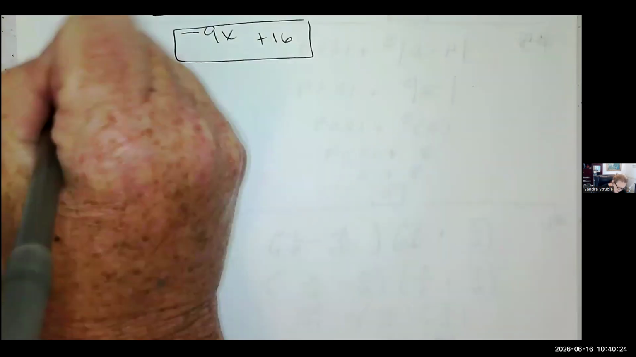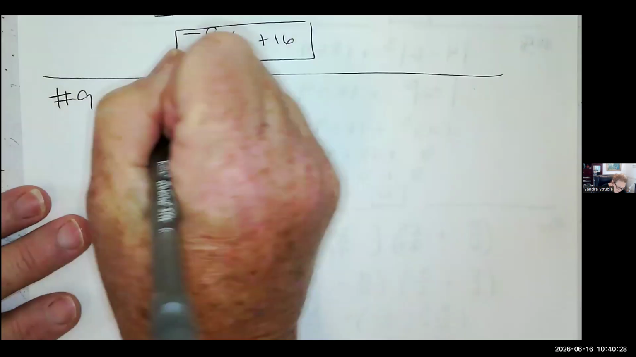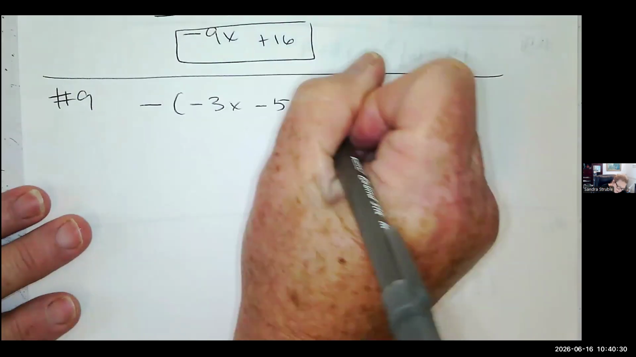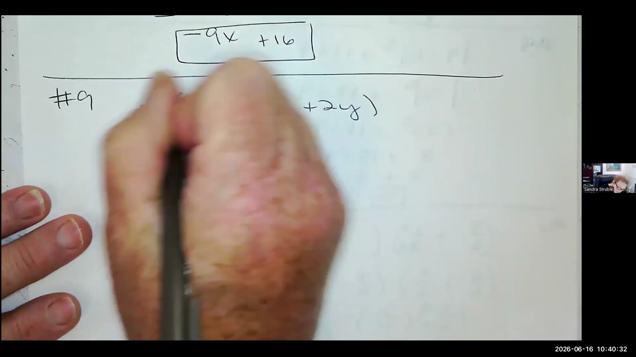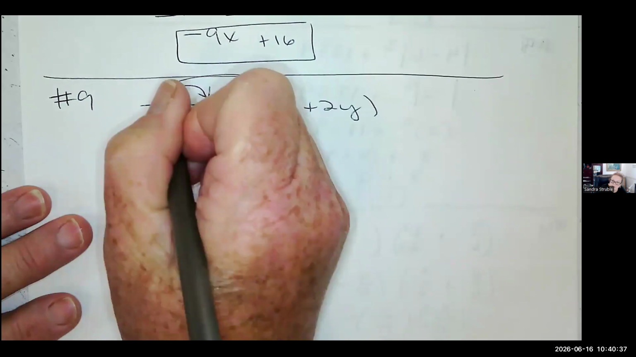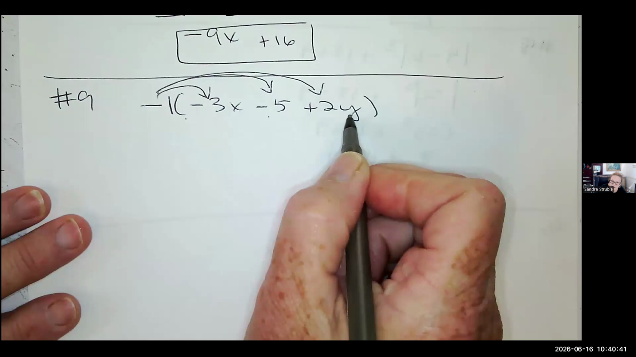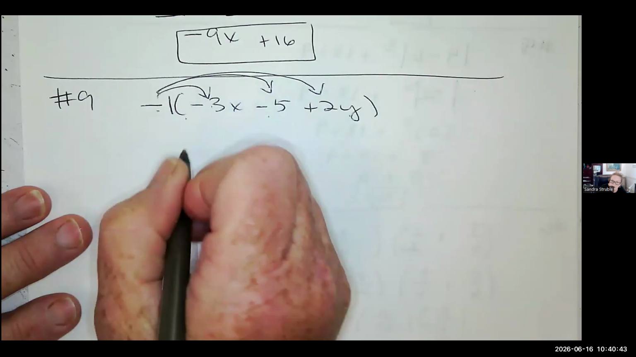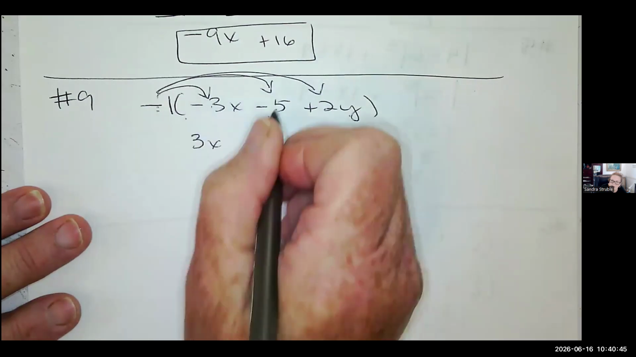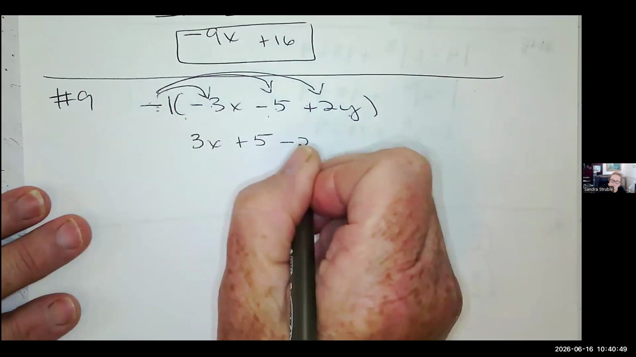Number 9, -3x minus 5 plus 2y. Distribute, this is like a -1 out here. So all this is going to do is change the sign of all of the interior numbers. Negative times a negative is a +3x. Negative times a negative is a +5. Negative times a positive is a -2y. Now combining.